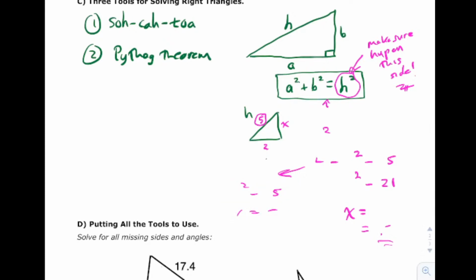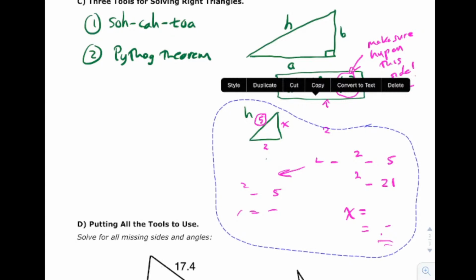Let me use some scissors here. Delete me.